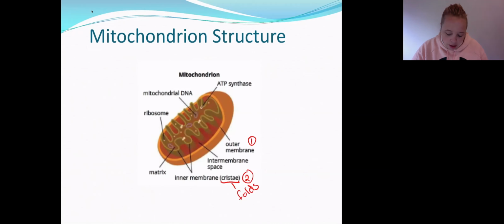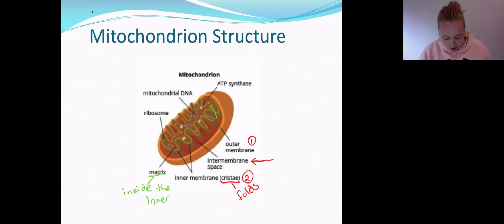You'll also notice that there is this intermembrane space here. That's because stuff is going to move between the intermembrane space and the inside of the mitochondrion, so the inside of the inner membrane. That inside of the inner membrane is called the matrix. Not like the movie, but this is inside the inner membrane.